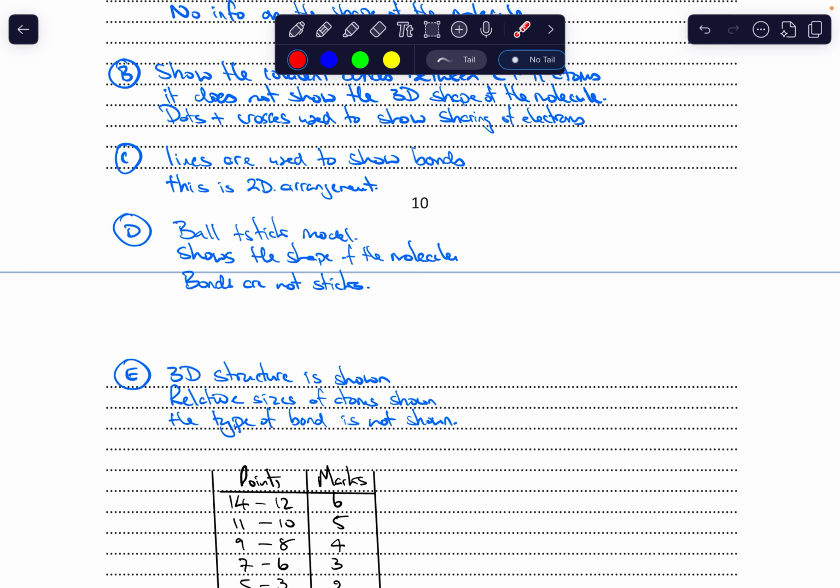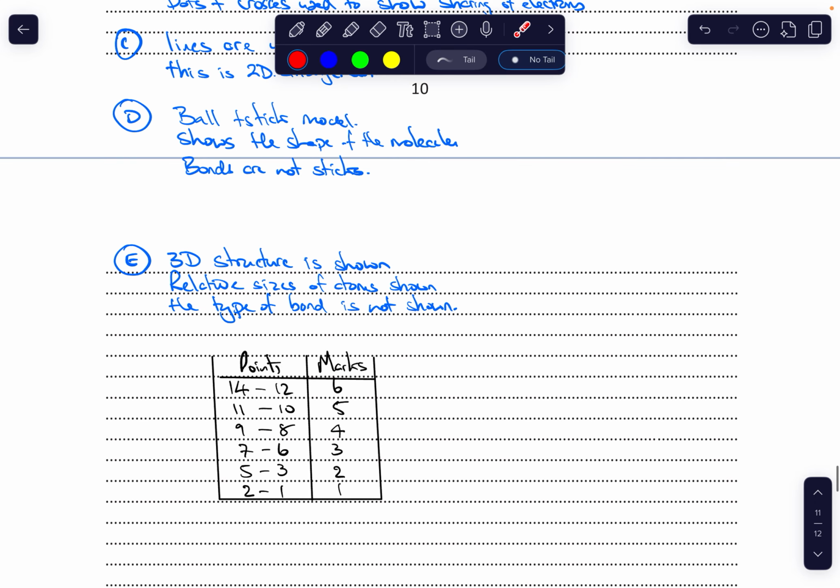I make it 14 bullet points there. So count up how many bullet points you have got, and then use this little table here to work out the number of marks that you can award yourself for that particular question.